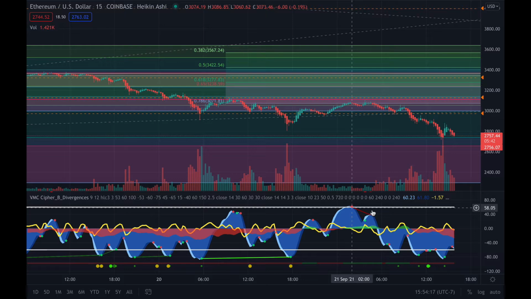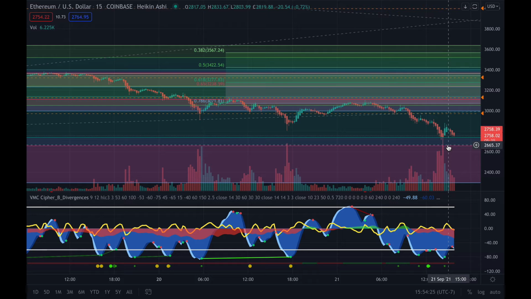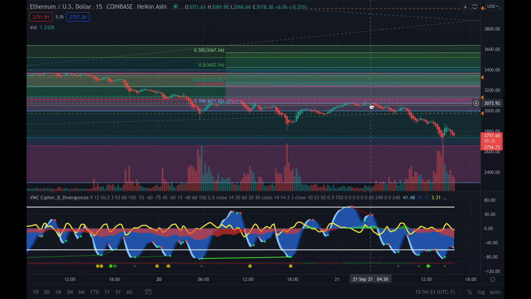But you see on the 15, we also had this divergence here. That was nice. 3,066 all the way down to 2650. That's over a 10% move. Let's just call it 10%. Let me give you a good example here. Let's say right here at 30, say, what is it? Say 3,050, right? Or let's just say, yeah, 3,050.